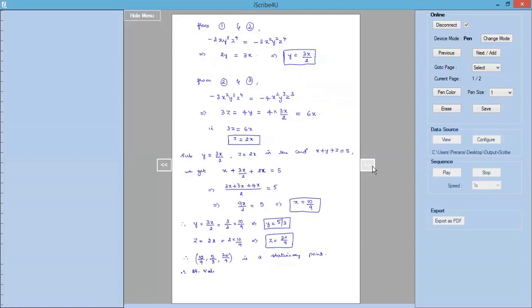Therefore, the stationary value of x square y cube z power 4 will be, substituting these values, 10 by 9 whole square, and we have 5 by 3 whole cube multiplied by 20 by 9 whole power 4. And this on simplification will give us 139.38. We can use a calculator to obtain the value here. So it gives us 139.38 approximately. And this is the stationary value of the given function u of x, y, z is equal to x square y cube z power 4.